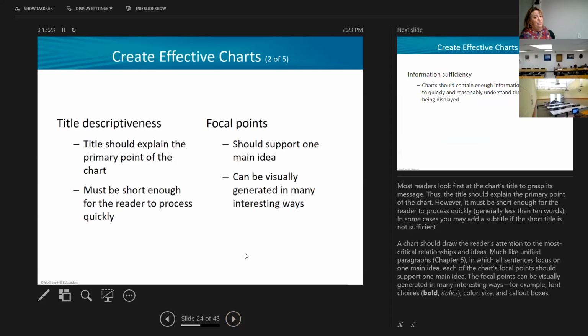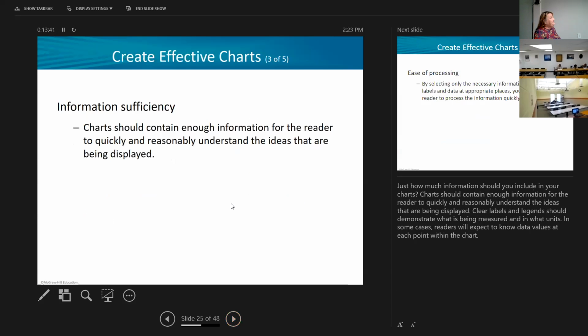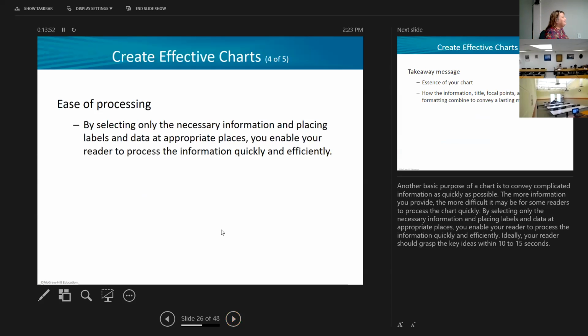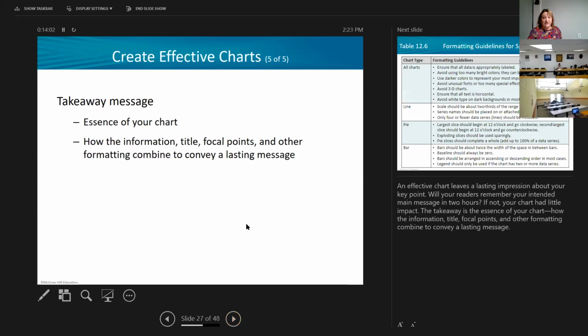The focal point should support one main idea, and you can visually provide that in a lot of different ways. You can use different fonts, you can use bold, you can use different colors, and so on. Enough information in the chart for the reader to quickly understand the ideas being displayed, and we want that information to be only what's necessary and labeled appropriately so that it can be processed by the reader. Your takeaway message should be the essence of your chart and how all those other items combine to convey the final message.